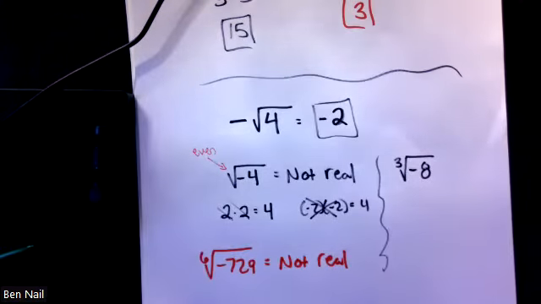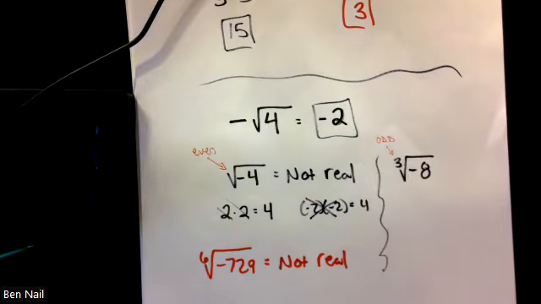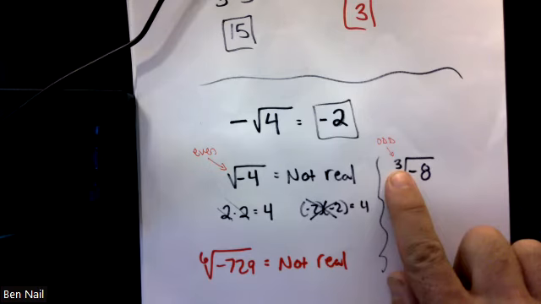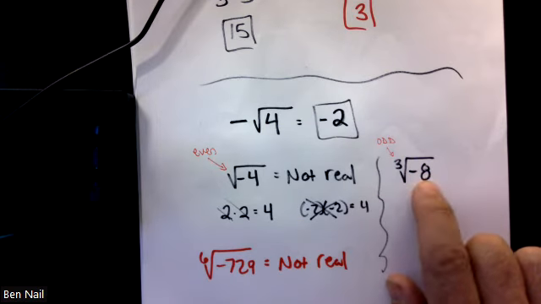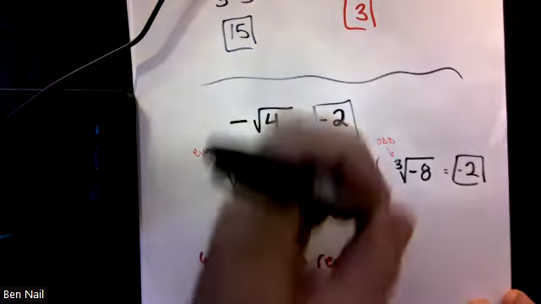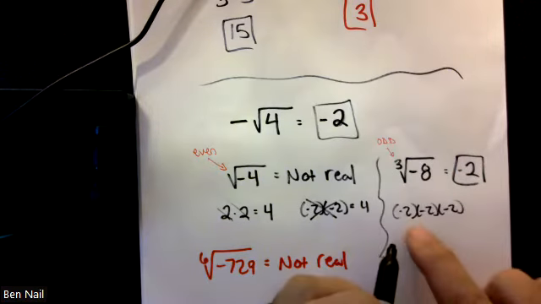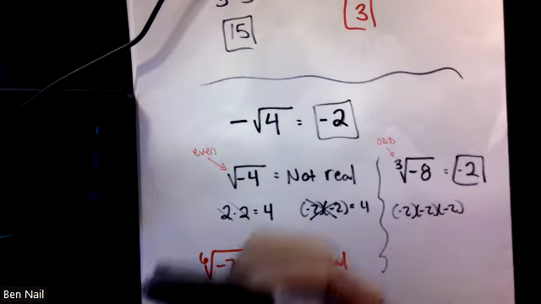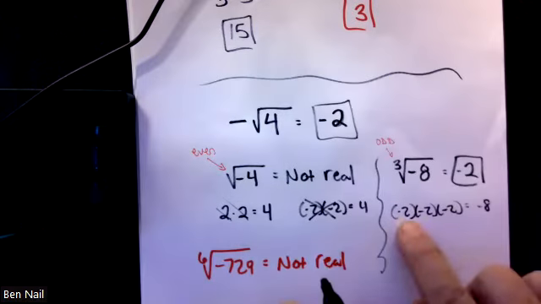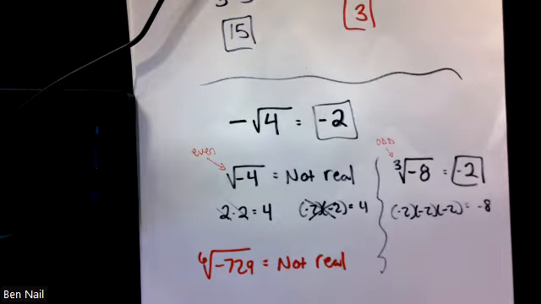With an odd index, like a cubed root or a 5th root or a 7th root, negatives will yield a real solution, because again, this number is asking what number times itself 3 times will equal -8. And that is actually -2, because if we take -2 times -2 times -2, -2 times -2 is 4. 4 times -2 is -8. So there is a number you can multiply by itself 3 times and get a negative answer.